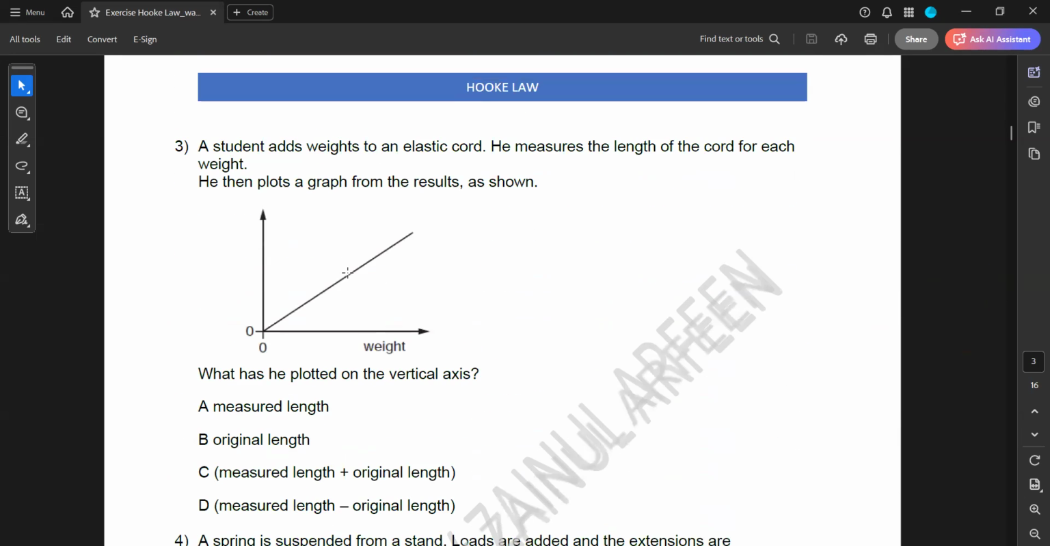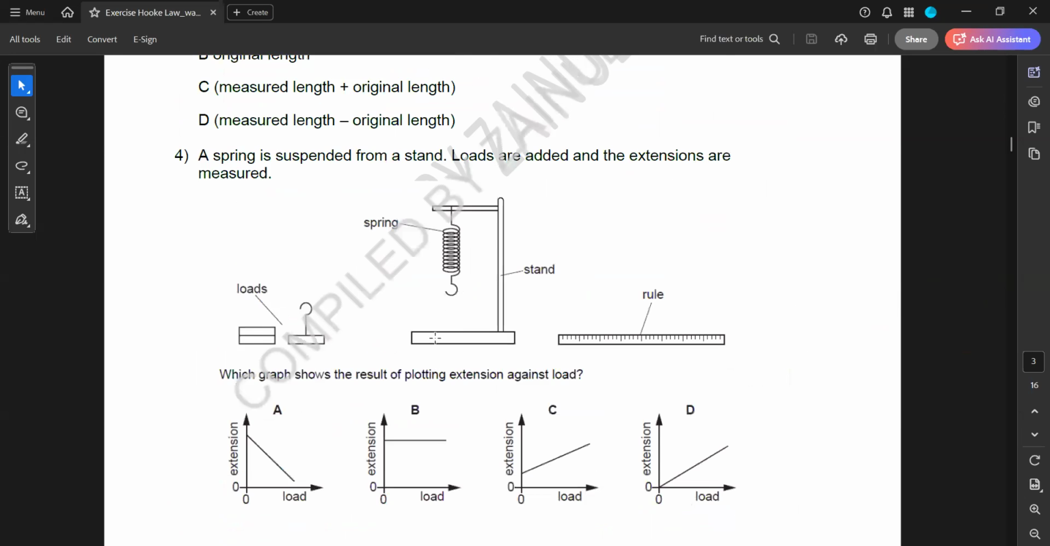Question 3, any doubt? The correct answer for question 3 is D. Because we need the extension. Extension is the measured length minus the original length. If you want explanation, I'll explain. But if you don't want explanation, I will just state the answer. Question number 4, when we plot a graph for force and extension, it should start from the origin. When there is no load, there is no extension. That's why it should be D.